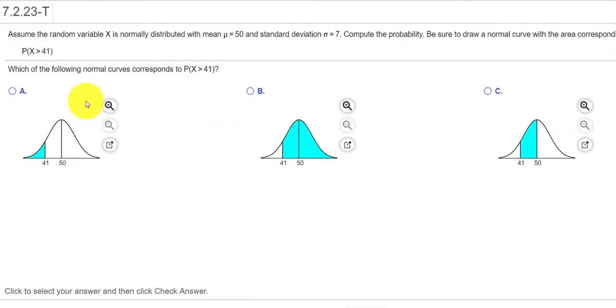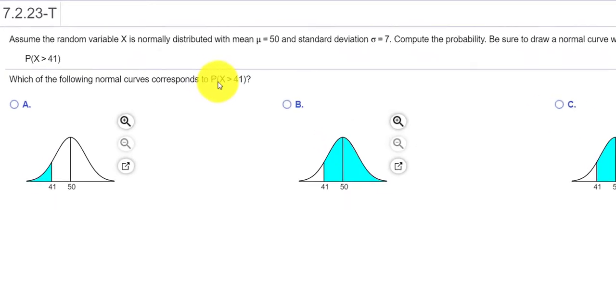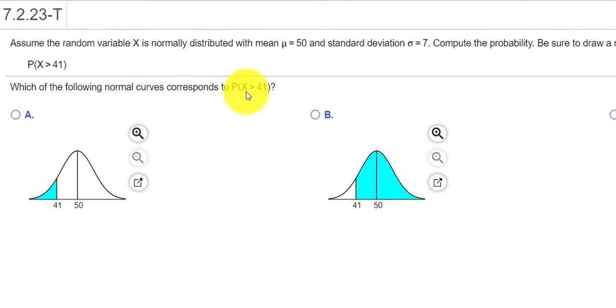Number 7. Okay, so assume that the variable x is normally distributed. We have a mean of 50, so the line that splits our normal curve is 50, and a standard deviation of 7. Compute the probability, draw the curve. Okay, so right away, without using technology to draw the curve, I know we're looking for the probability that x is greater than 41. So I look for 41, and greater would be to the right. So letter B, I believe, would be my answer.